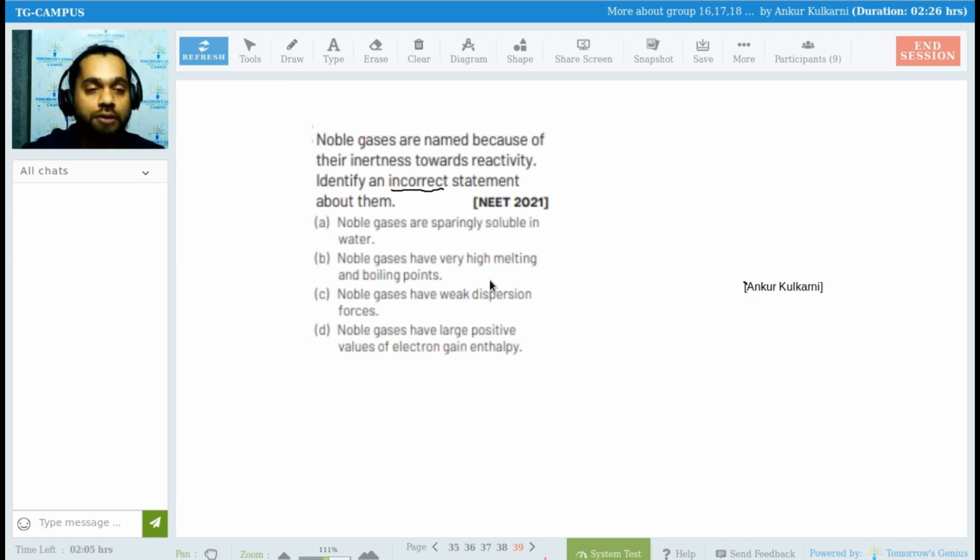Okay, chalo, read it. Noble gases are named because of their inertness towards reactivity. So over here we are talking about reactivity. So according to that, the incorrect statement: Noble gases are sparingly soluble in water. Noble gases have very high melting point and boiling point. Noble gases have weak dispersion forces. Noble gases have positive values of electron gain enthalpy.